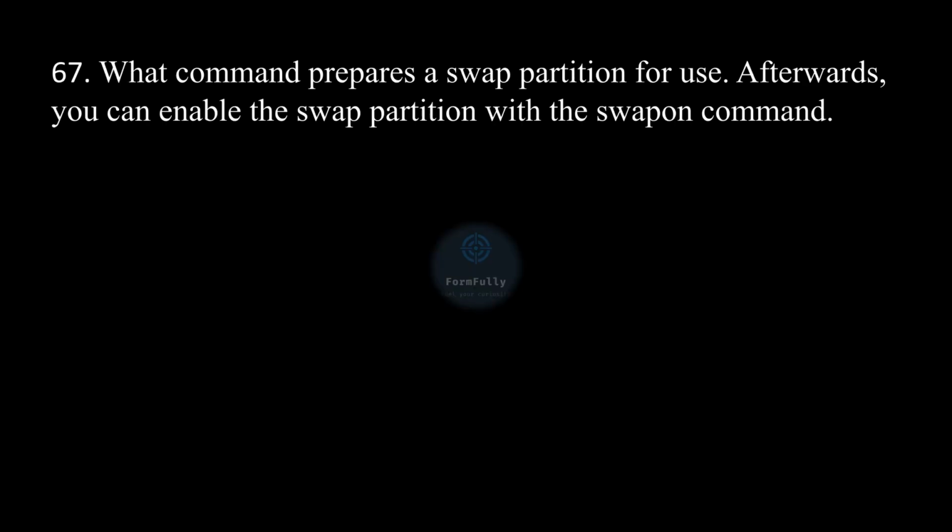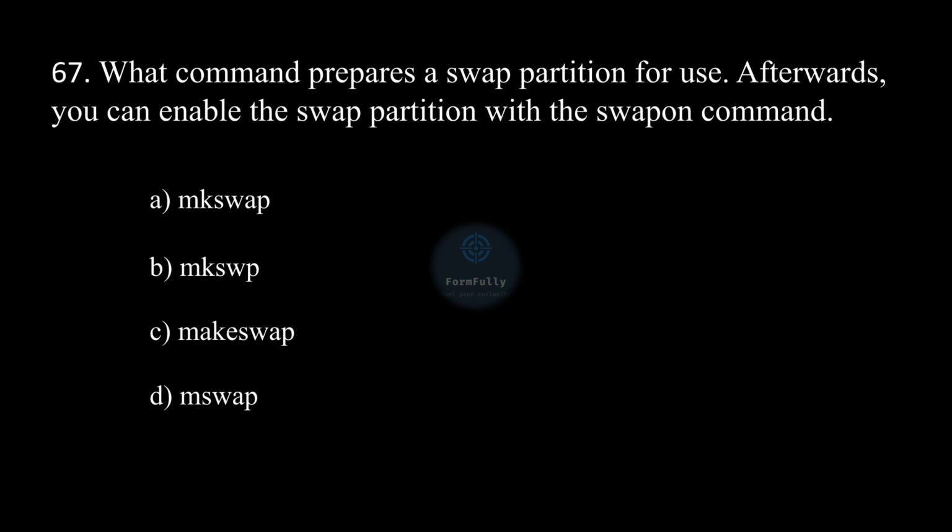What command prepares a swap partition for use? Afterwards, you can enable the swap partition with the swapon command. Options are mkswap, mkhwp, makeswap, mswap. The command that prepares a swap partition for use in Linux and sets it up to be enabled with the swapon command is mkswap. It prepares a partition to be used as swap space by formatting it with the necessary structures and metadata required for swapping. Other options are incorrect as they do not correspond to valid Linux commands.